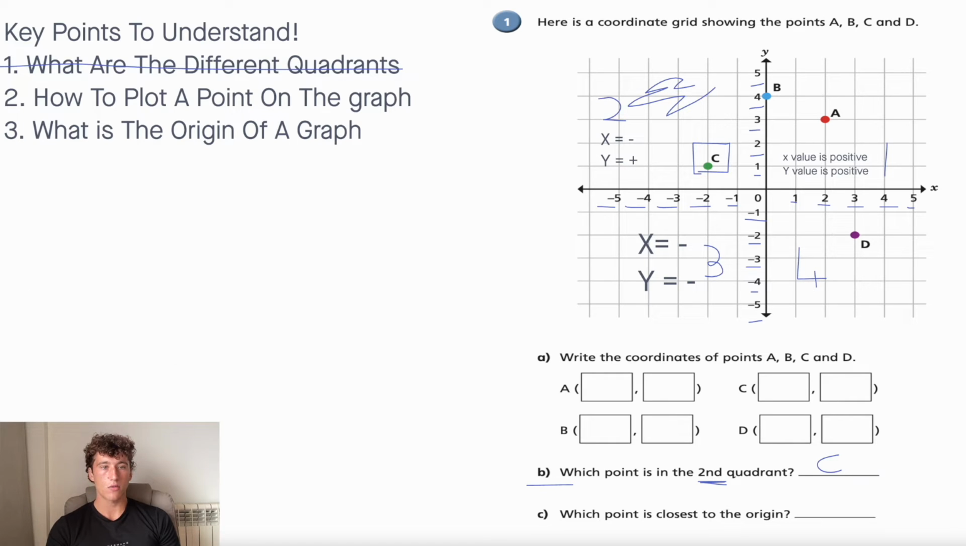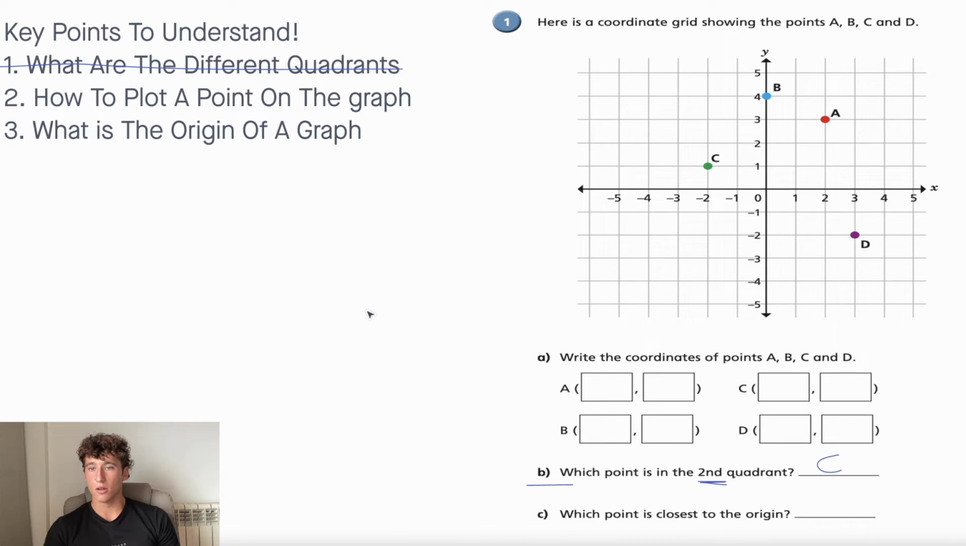So point 2, how do you plot a point on a graph, or how do you spot a point on a graph? So as you can see in this question, we have write the coordinates of point A, B, C and D. So we're going to be trying to solve this and work out how we plot these points. So the points are obviously already plotted, but how we work out what these points actually are. So I've just cleaned up the graph again so it's nice and clear, and let's have a go at working out question A to give us an idea of point 2, how to plot a point on a graph.